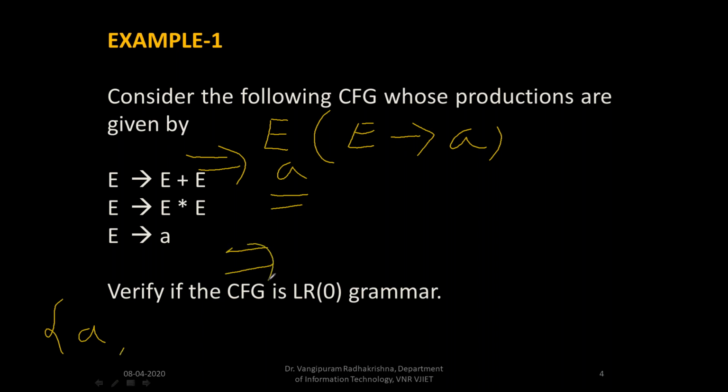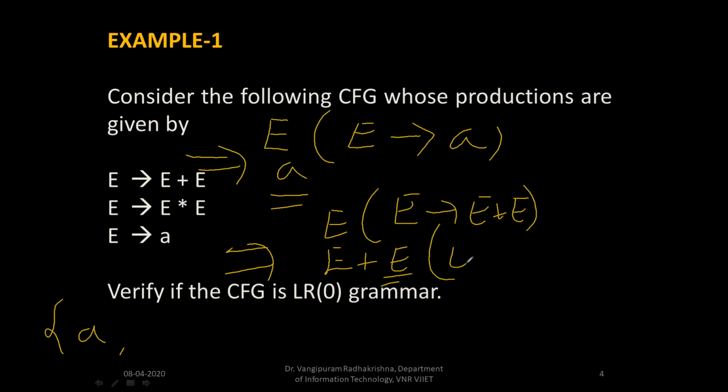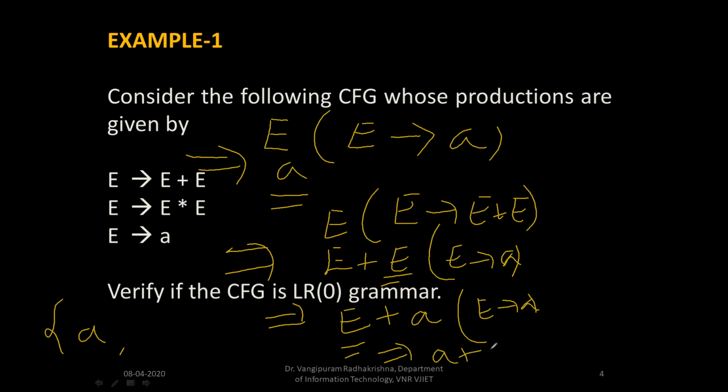Then similarly, if you start with non-terminal E and replace E by E plus E, the second sentential form is E plus E. Now assume that you replace this E by A, so the next sentential form is E plus A. Then if you replace this E by A, you have the final sentential form consisting of A plus A. It means it is a string of terminals, so you have A plus A as another string.